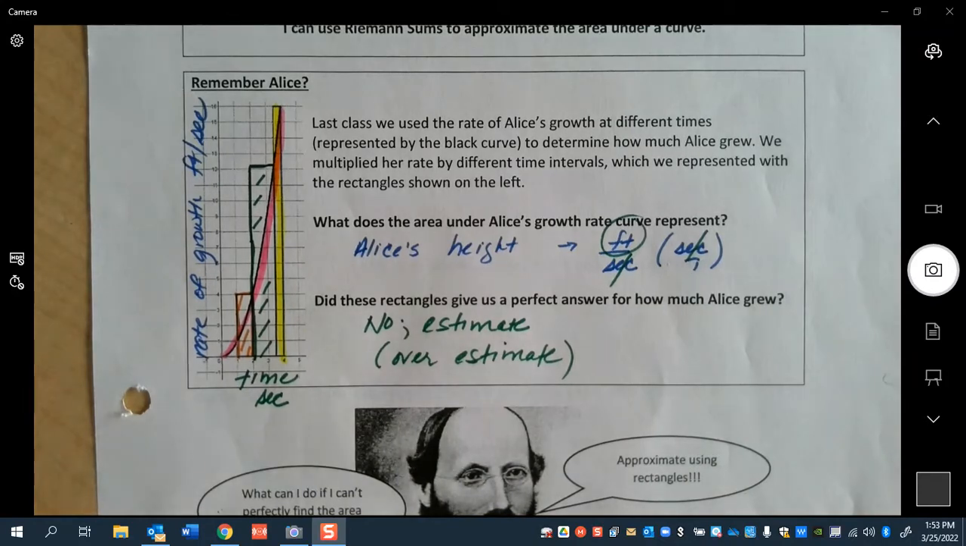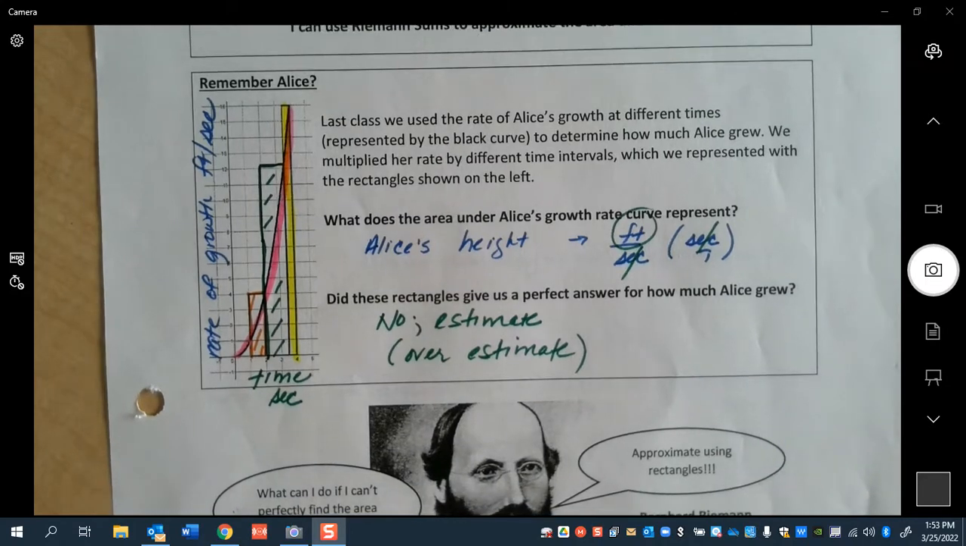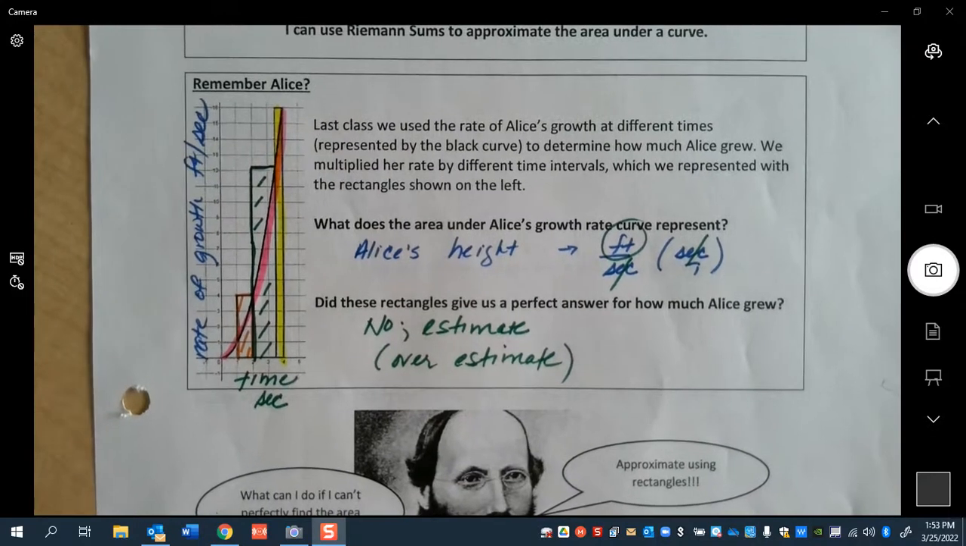Now here's the thing. I can totally increase my accuracy if I draw skinnier rectangles. If I drew one big rectangle, that would seriously be an overestimate, wouldn't it? Because only the part underneath the curve would count. So as I break it up into smaller and smaller estimates, that's what we're going to start thinking about today.